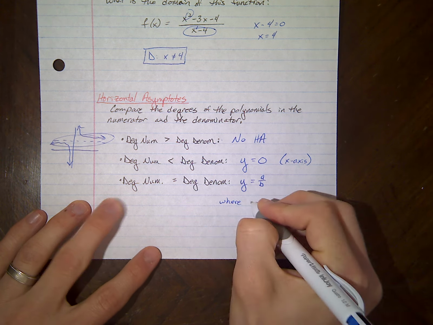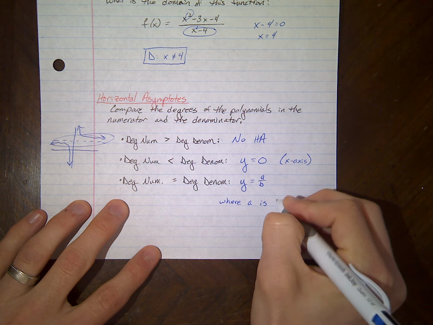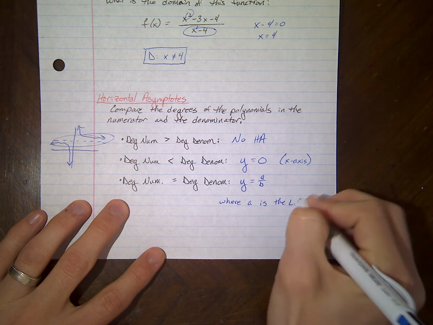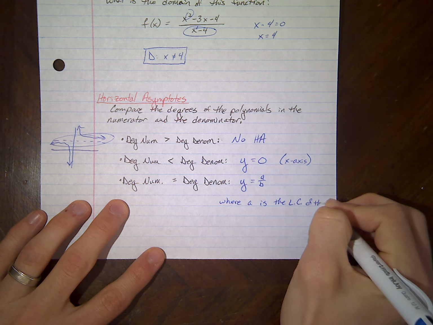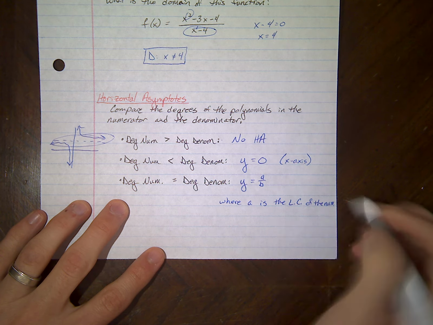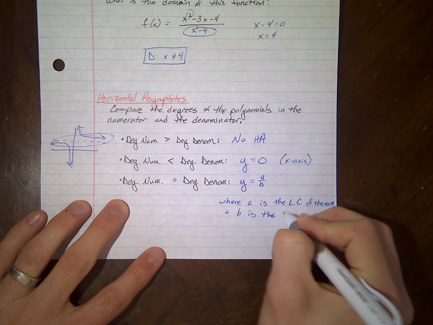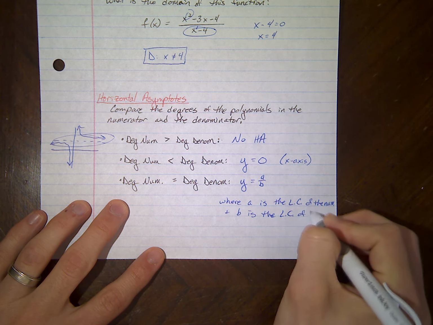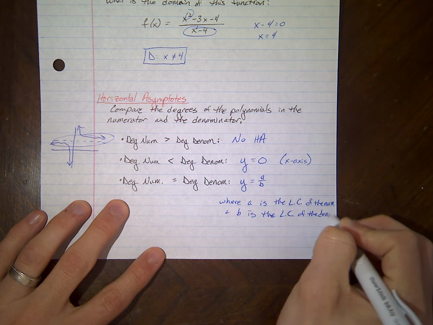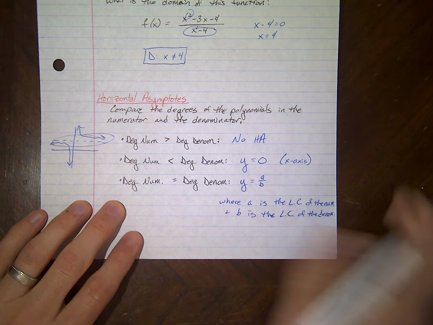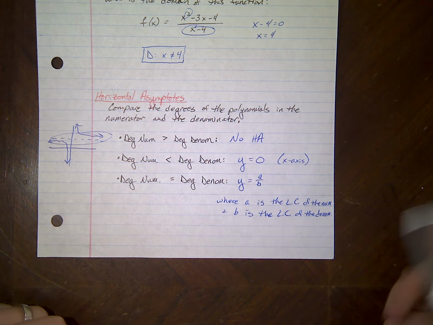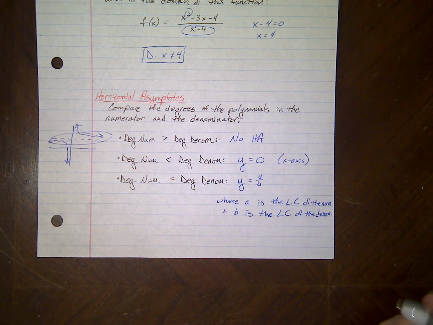So it's a horizontal line where a is the leading coefficient of the numerator and b is the leading coefficient of the denominator. Okay, I'll show you what that looks like in just a second.